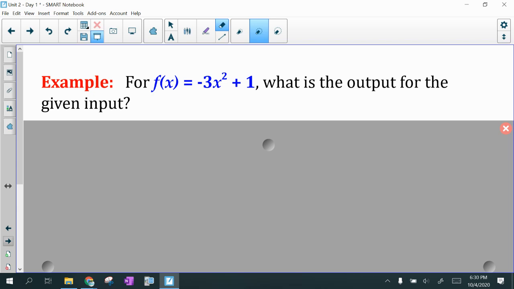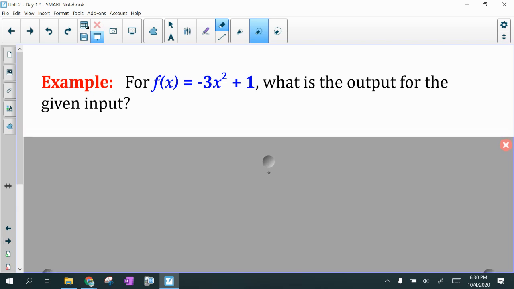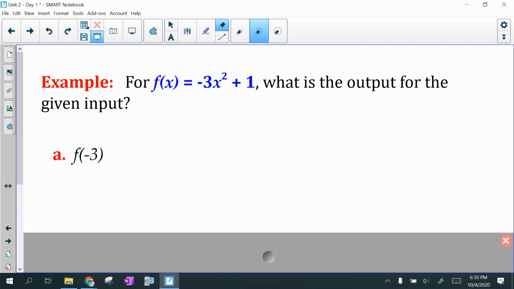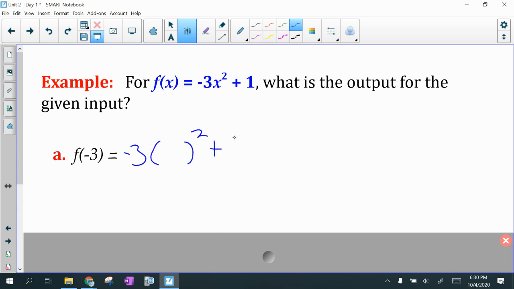Now, here is my function. f of x equals -3 times x squared plus 1. And what is the output for the given input? So I am now looking at f of -3. So what's going to happen is I'm going to say, all right, my function was f of -3, so I just recopy the original function: -3 times something squared plus 1.